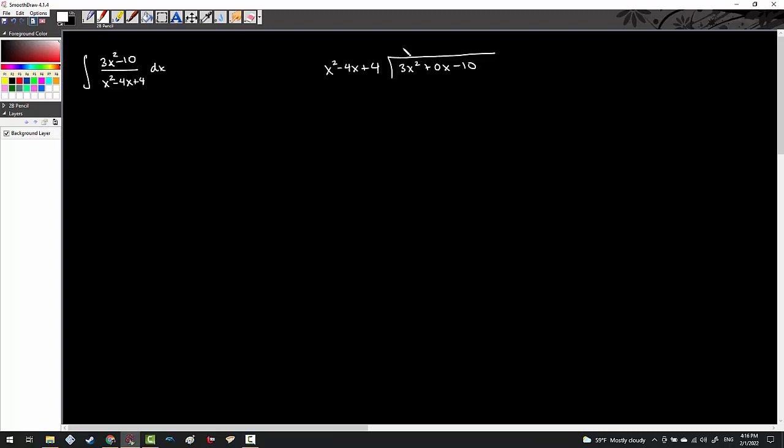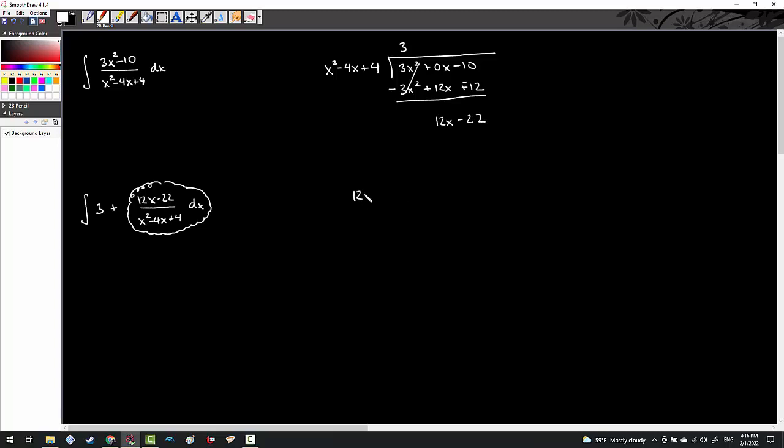If I divide x squared into 3x squared, I'll get a 3. I get 3x squared minus 12x plus 12. And if I subtract the whole thing, this will go minus, this will go plus, this will go minus, and I end up with 12x minus 22 as my remainder. So how does that help me? Well, it gives me the integral of 3, which is what I divided out, plus 12x minus 22 over x squared minus 4x plus 4 dx. And this is the piece that I'm going to decompose into partial fractions.